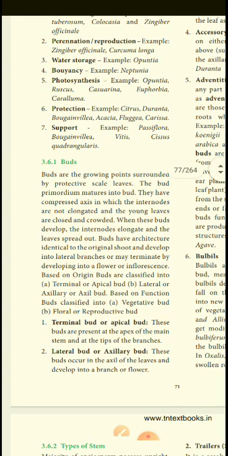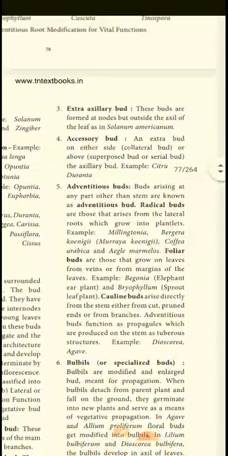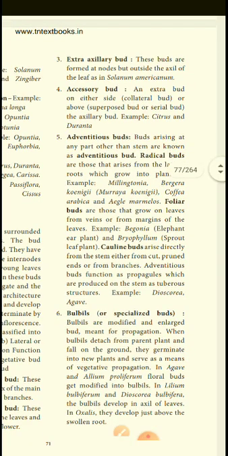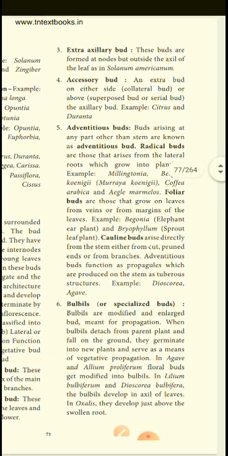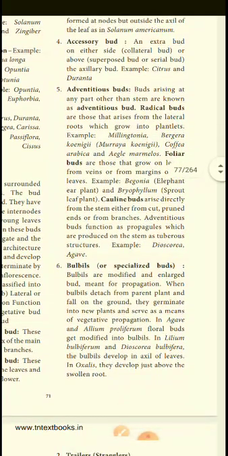Lateral buds occur in the axil of the leaves and develop into a branch or flower. Extra-axillary buds occur on the nodes but outside the axil of the leaf. Accessory buds form on either side, as in citrus and Duranta. Adventitious buds arise on parts other than stems, such as on leaves from veins or the margin, or directly from the stem, from cut ends or branches.